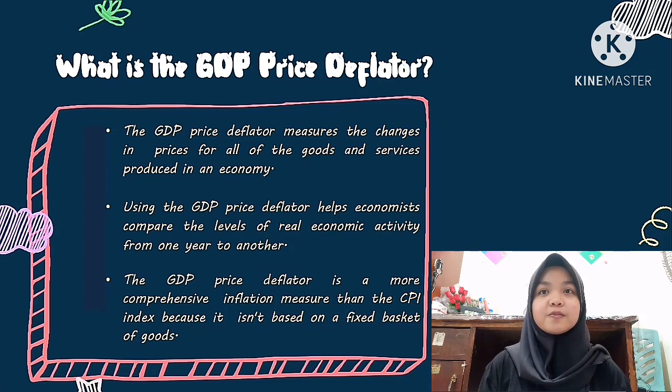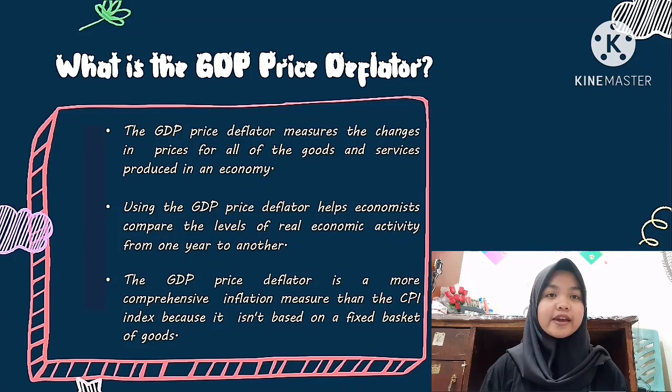First, the GDP price deflator measures the change in price for all of the goods and services produced in an economy. The second, using the GDP price deflator helps economists compare the level of real economic activity from year to another. And the last, the GDP price deflator is a more comprehensive inflation measure than the CPI index because it isn't based on a fixed basket of goods.